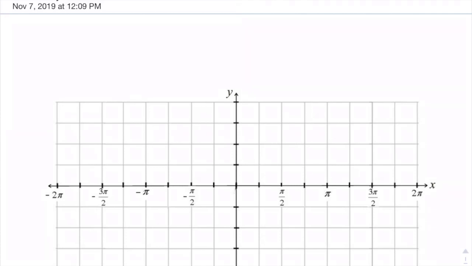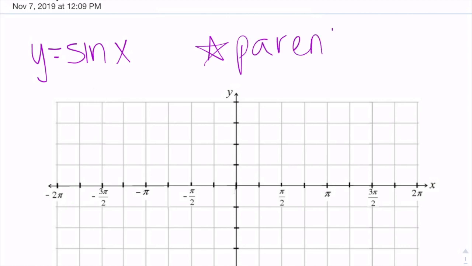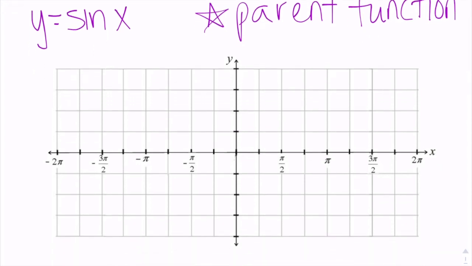Today we're going to talk about graphing sine functions, and so we're going to start with the parent function, y equals sine of x. Just remember this is your parent function. We're going to take these values straight from the unit circle, so if you evaluate sine at the angle 0, you get 0. At pi over 2, you get 1. At pi, you get 0. At 3 pi over 2, you get negative 1, and at 2 pi you get 0.